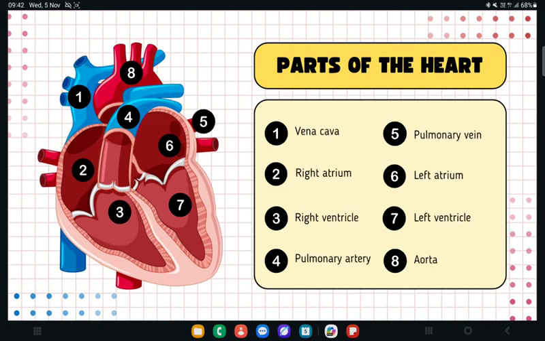Parts of the heart. The heart has two atria and two ventricles. First, to the right atrium come the vena cavae: there are the superior vena cava and the inferior vena cava. They join the right atrium. In the right ventricle, there is the origin of the pulmonary artery. To the left atrium, the pulmonary veins come, and from the left ventricle, the aorta pumps blood to the whole body.